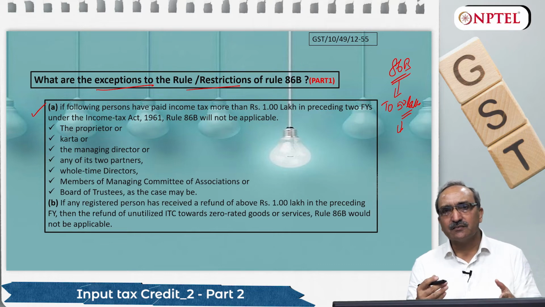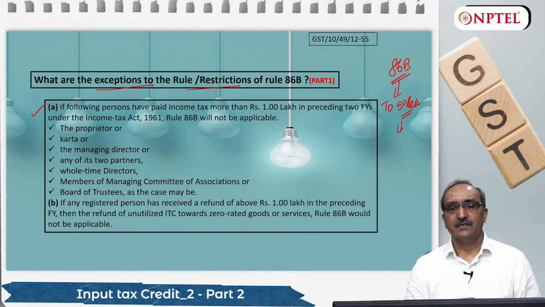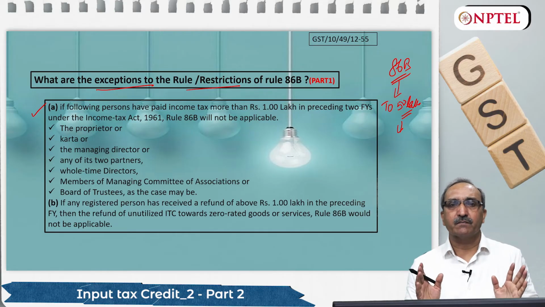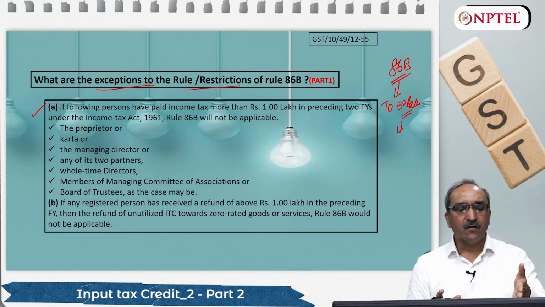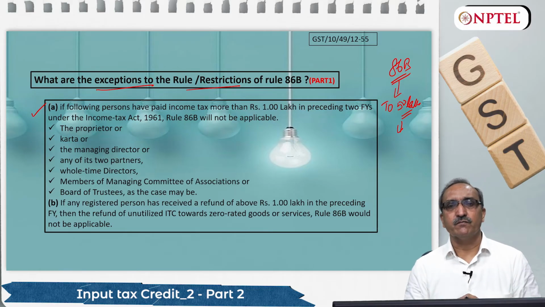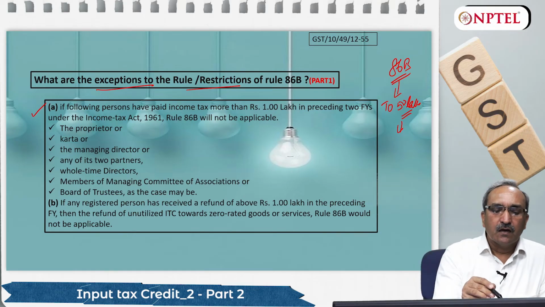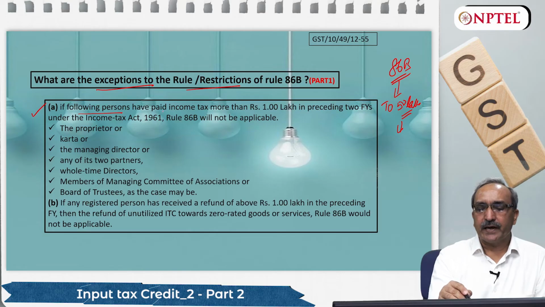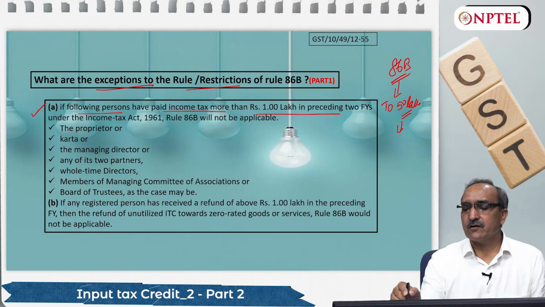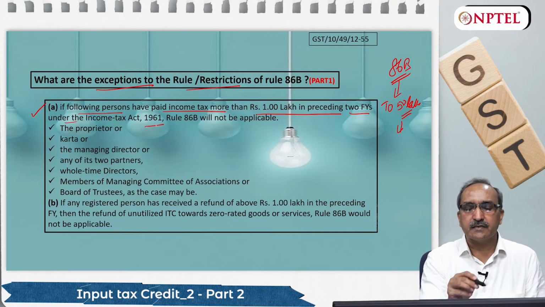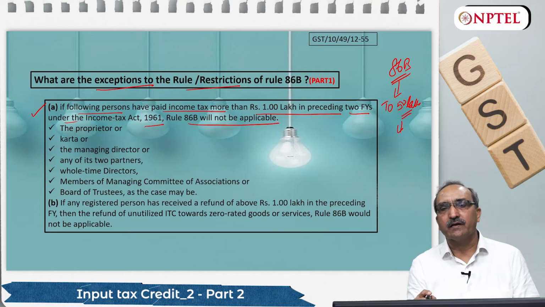So it makes things more complicated. It is not easy to understand. So we must have all restrictions related to ITC in our mind. Only then will we be able to comply with the law. Otherwise, there are 100% chances that we will commit a mistake. So it says, persons having paid income tax of more than 1 lakh in the preceding 2 financial years under the Income Tax Act, 86B will not be applicable.